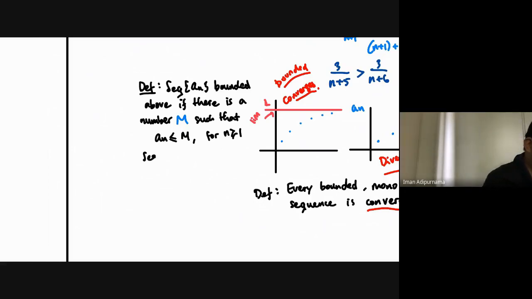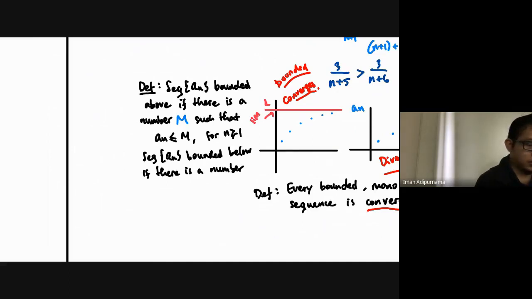And similarly, the sequence is bounded below if there is a number, let's say the small m, such that a_n is greater than m for n greater than or equal to 1.